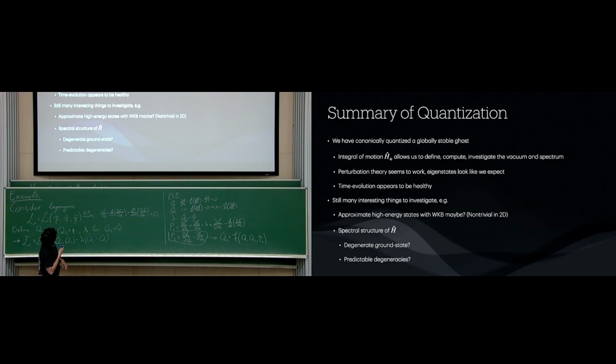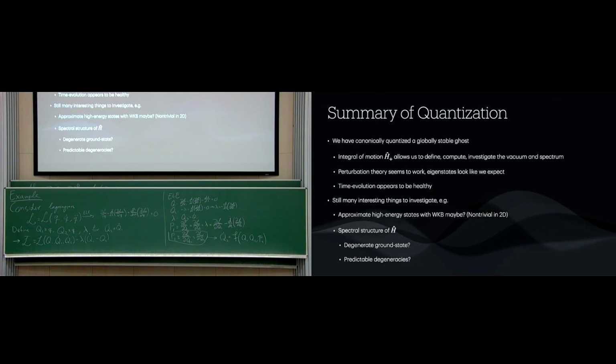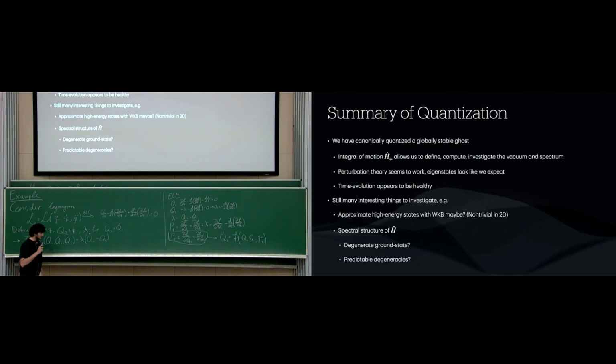Nonetheless, perturbation theory seems to work, and numerically we've seen that the eigenstates look as we expect them to. Time evolution also appears to be healthy, although I haven't shown you some of the rigorous tests that we've done. There are still many interesting things to investigate here. So we've investigated the lower order states numerically, but also perturbatively. Standard perturbation theory is not really going to work at higher energies, so then you need something like WKB, but that's really not trivial in 2D, so that's a different story. But generally, that would be very interesting to investigate, especially to consider the spectrum of the Hamiltonian.